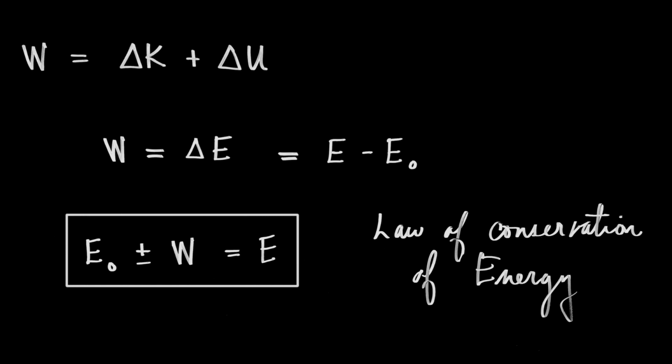Now, this change quantity, the change in energy that appears here on the right-hand side, like any other change quantity, is the final energy minus the initial energy. Final minus initial. All change quantities work that way. And so now I'm ready to write this equation in its final form. I'm going to add the initial energy over here to the left-hand side, and I'm going to write that the initial energy plus or minus the work is equal to the final energy. The law of conservation of energy.